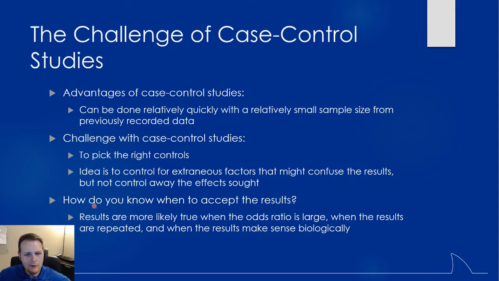And then how do you know to accept the results? Well, results tend to be more likely true if the odds ratio is pretty large and when the results can be repeated, right? And oftentimes what you're going to find is that we will do case control studies retrospectively to generate some ideas. And if we see some trends there, then we can turn it around and try to do a prospective study to see if it actually bears out when looking at new incidents of disease rather than just looking at the prevalence.